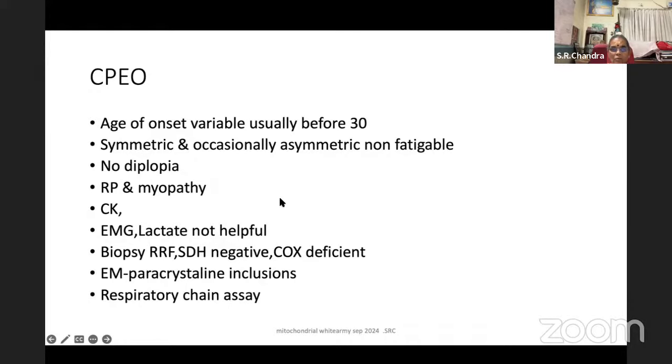Like the diffuse cytopathy. Biopsy of the unaffected muscle will not give any clue, and the eye muscles we don't generally biopsy. And electron microscopy done in the affected muscle will show paracrystalline inclusions. And respiratory chain assay will be useful.